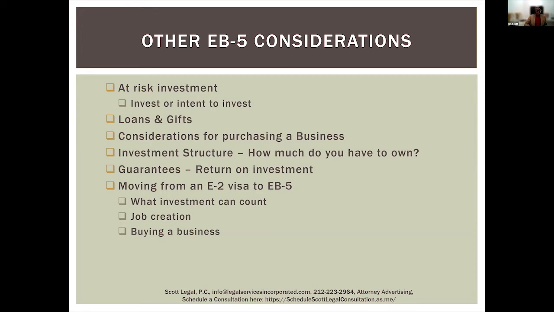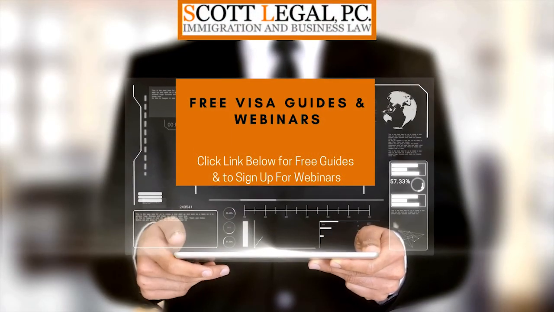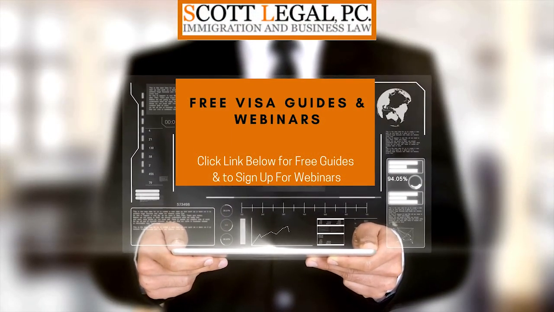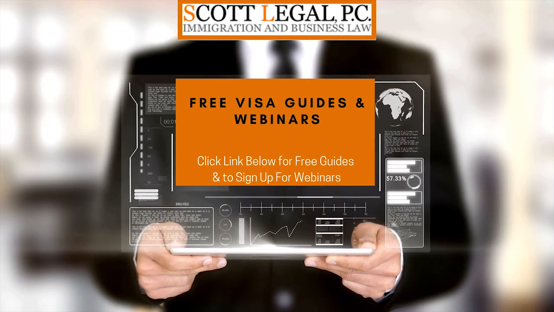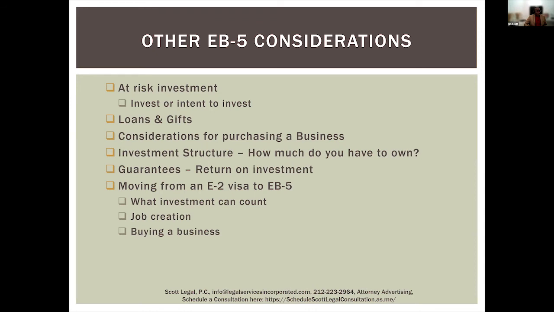Some other considerations we talked about a little bit as well: the at-risk investment. That's why I use the example that you can't just invest $500,000 and put it in a business bank account and say I'm done and apply. The money has to actually be at risk, and at risk means that it's either spent or it's committed. So they want to distinguish between people who have invested and people who just have the intent to invest.